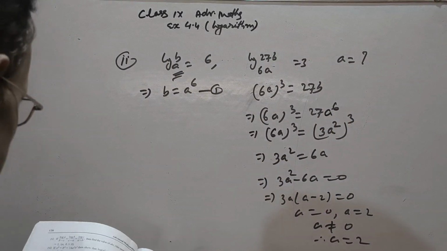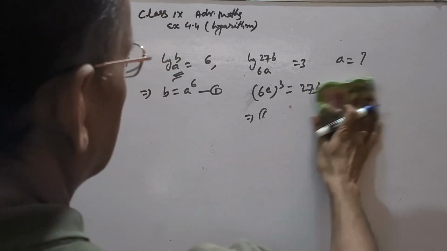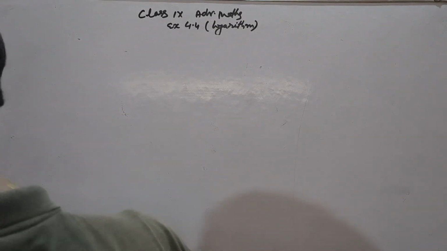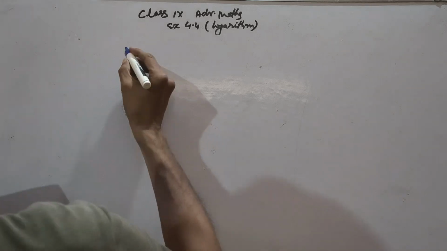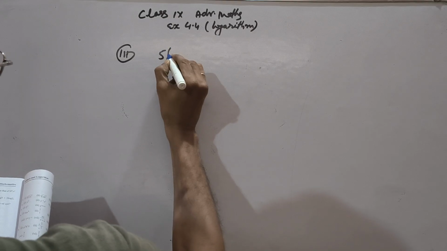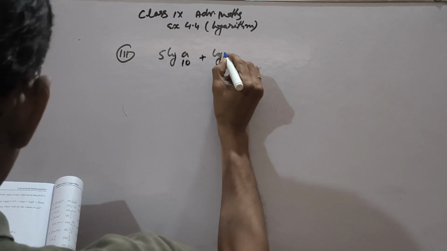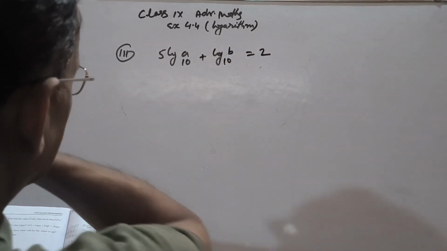Okay, you would like me to explain the number 3 also? Not difficult, but okay. Number 3. What is given? 5 log a to the base 10 plus log b to the base 10 is equal to 2.